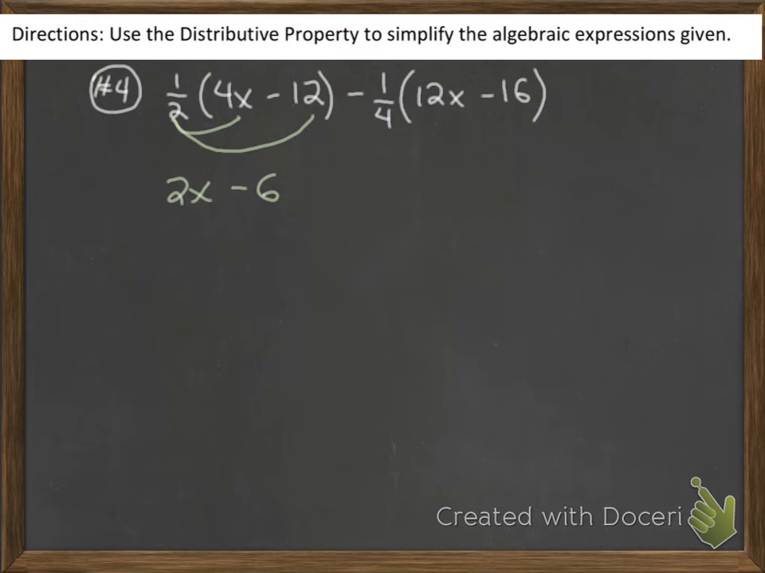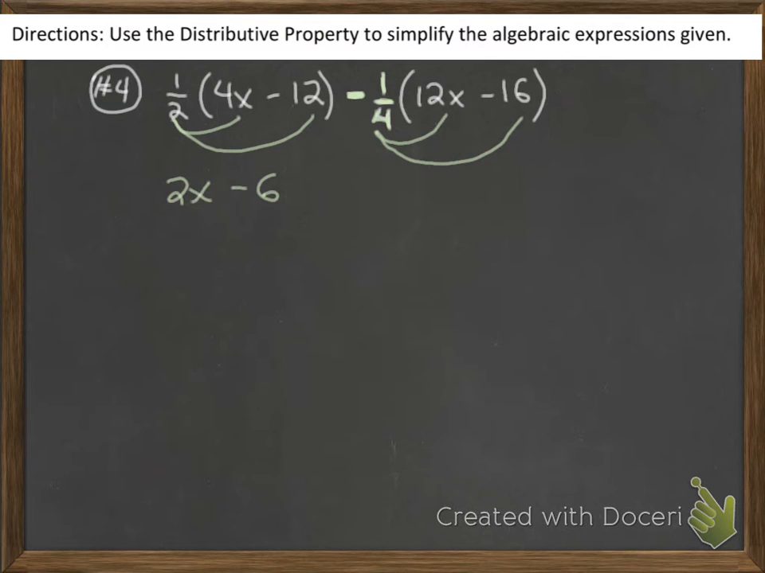Over here, be careful because this is a negative sign. That means the negative 1/4 is what we're multiplying everything inside the parentheses by. So everything inside those parentheses is going to change signs. The 12x is going to become negative. The negative 16 is going to become positive.